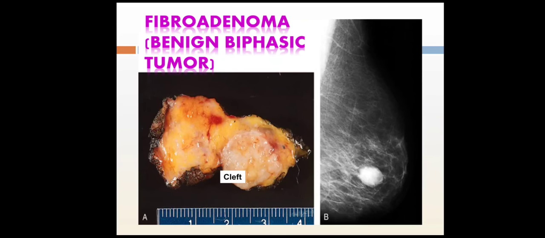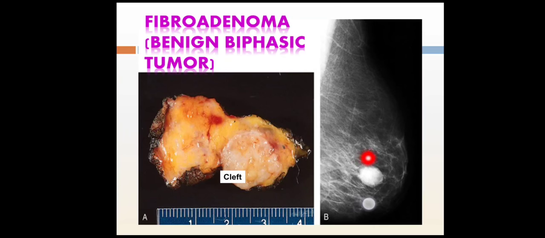So what is a fibroadenoma? It is a benign biphasic tumor. Why are we saying biphasic? Because there will be hyperplasia of both epithelium and stroma. The diagram is mislabeled here. Actually, this is a fibroadenoma, a well circumscribed lesion with a glossy gray white appearance, and here you're seeing slit-like spaces, not clefts. Can you see the slit here? These slit-like spaces will be there, and they'll be very well circumscribed.